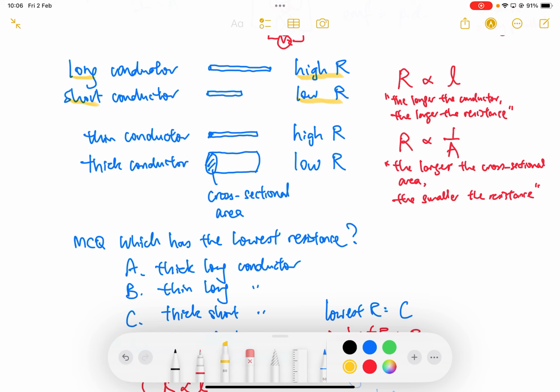Then for thick and thin conductors, a thin conductor is harder for the charges to move through because it's very narrow. The charges will have to squeeze through that small cross-sectional area, so there will be a higher resistance. When the conductor is thick, that means the cross-sectional area is large, so it's easier for the charges to go through, therefore the resistance is lower.